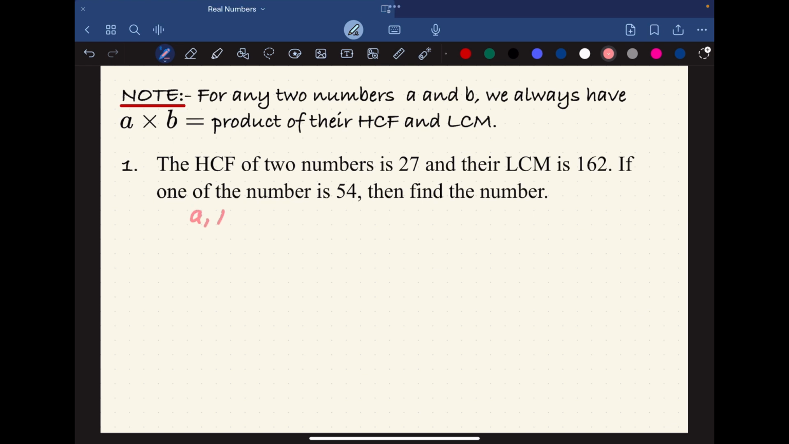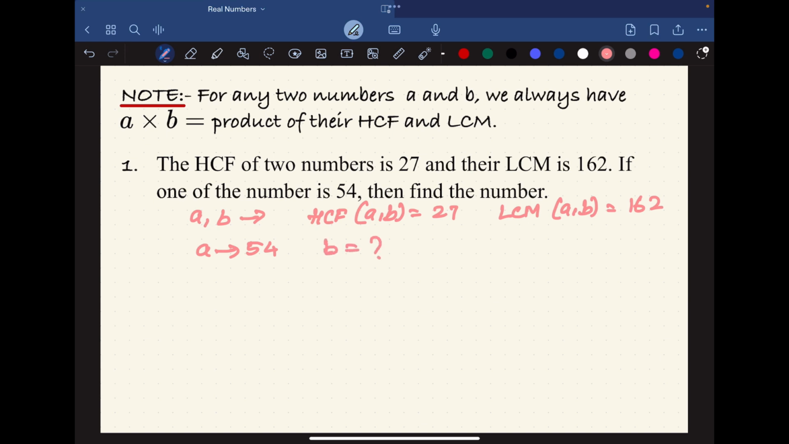So let A and B be the numbers. The HCF of A and B is given as 27. The LCM of these two numbers A and B is 162. If one of the numbers is 54, then let A be 54. We have to find out B. So here we have 54 and B, then we can write, right?